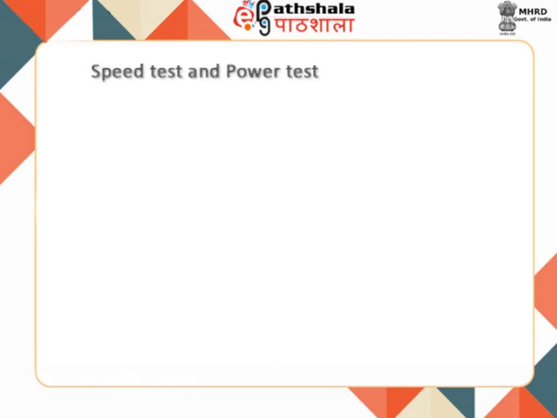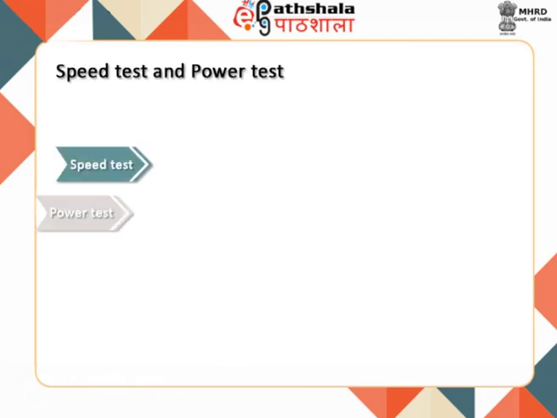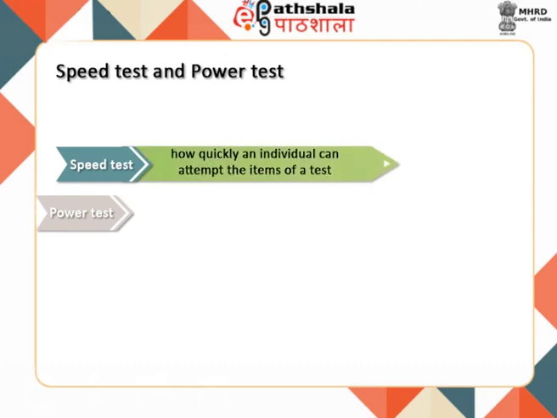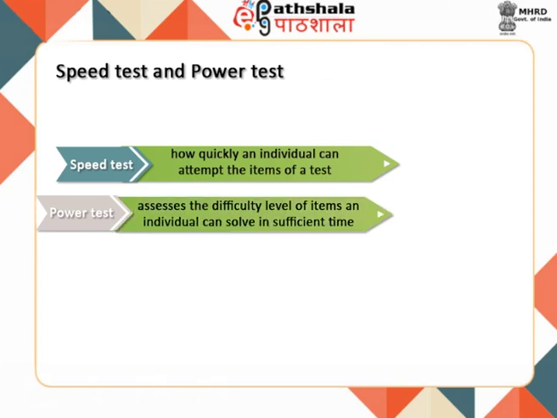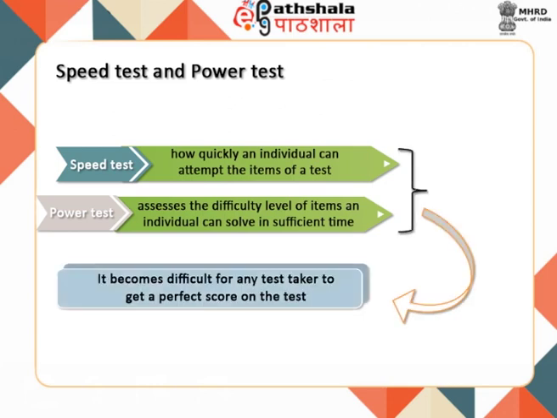It is easy to distinguish a speed test from a power test. On one hand, a speed test assesses how quickly an individual can attempt the items of a test in the given time. The power test, on the other hand, assesses the difficulty level of items an individual can solve in sufficient time stipulated for the test. Speed and power tests both are designed in such a manner that it becomes difficult for any test taker to get a perfect score on the test.